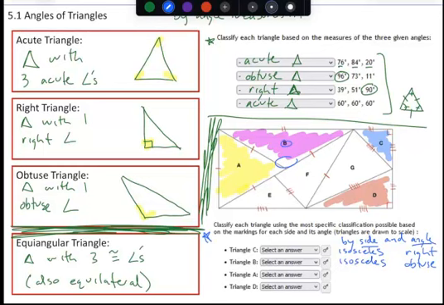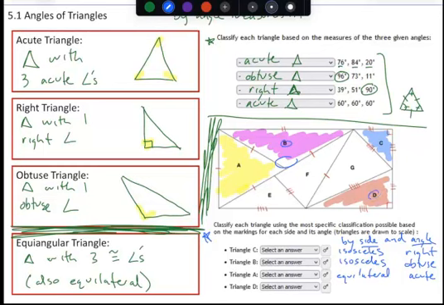Okay, triangle A, 1 tick mark, 1 tick mark, 1 tick mark. Equilateral. Okay, and equilateral is always acute. It can never be any other combination. That's why there's only 7 combinations instead of 9. If it's equilateral, then the only angle measures it can have are acute angles.